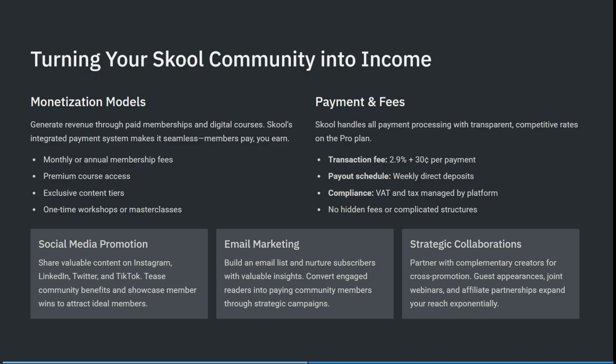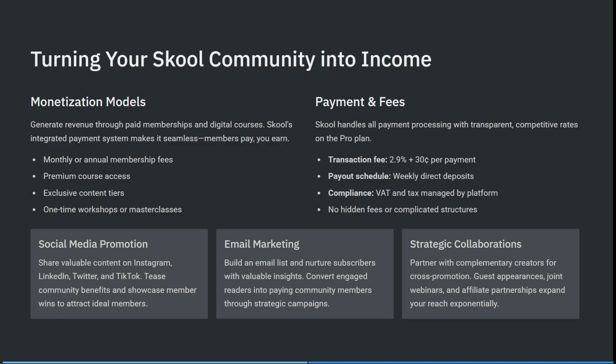And then the payment and fees. Skool handles all the payment processing with transparent competitive rates on the Pro plan. Transaction fees are actually 2.9% plus 30 cents per payment. Your payment schedule is weekly direct deposits. You need to be VAT and tax compliant, and it's also managed within the platform. And then the last thing, it's very important, there are no hidden fees or complicated structures, so it is exactly what it is.